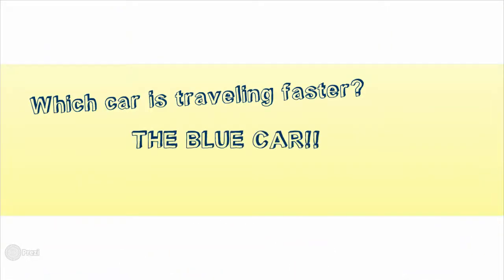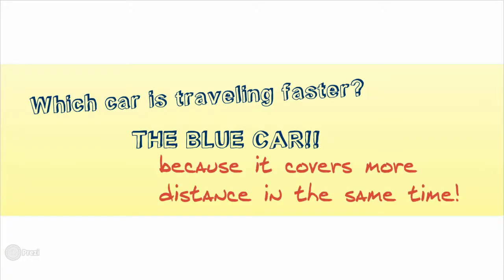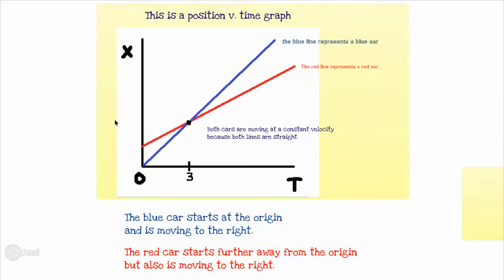Which car was traveling faster? Well, the blue car was, because it covers more distance in the same time. If you look at the first 3 seconds, the blue car had to travel clear from 0 to here. The red car only had to go from here to there. So it didn't cover quite as much distance in that 3 seconds as the blue line did. Also, the slope is steeper for the blue line, and we'll talk about that later too.